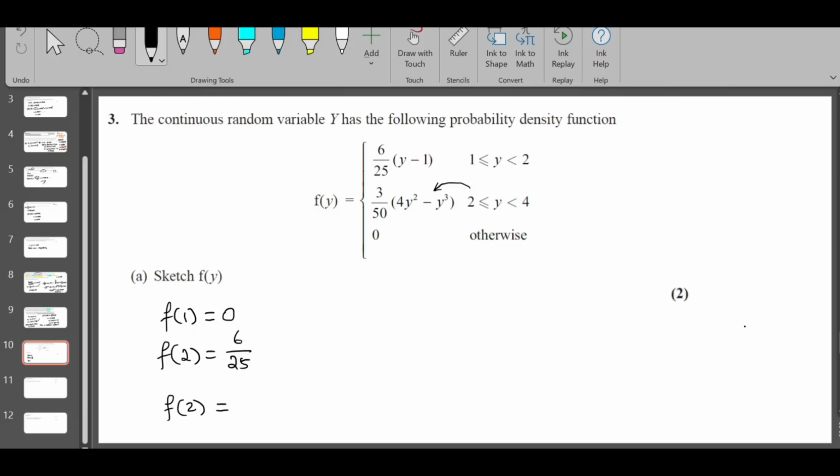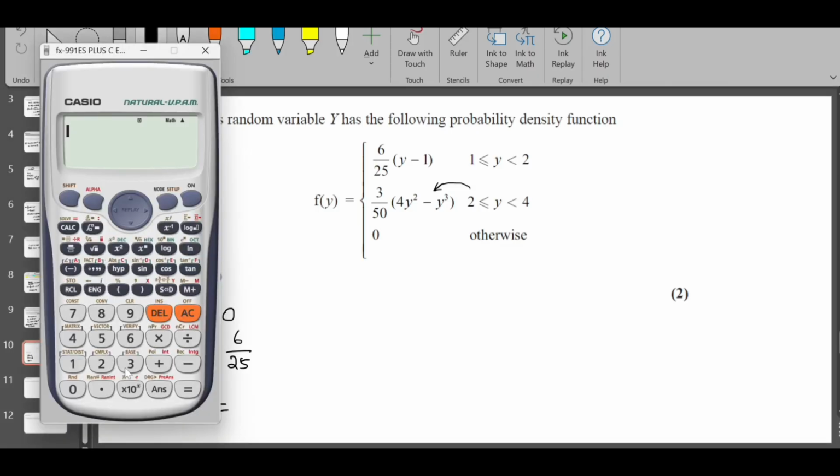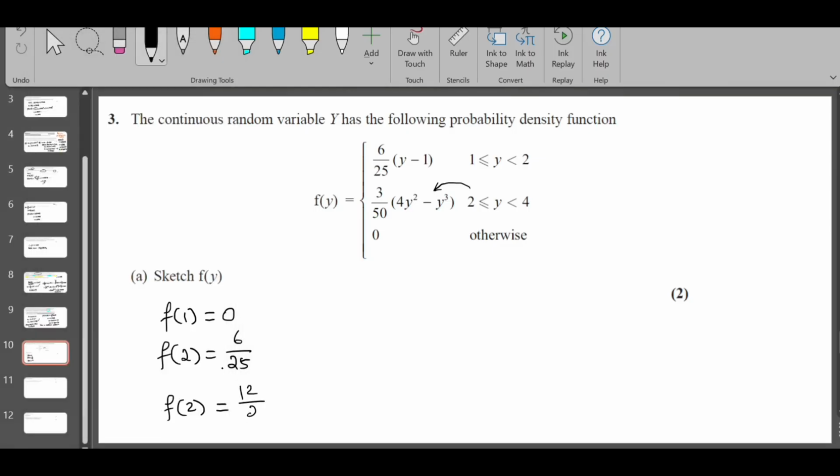f of 2 is, I don't need to show any working, 3 over 50 times 4 times 4, 16 minus 2 cube. That's 12 over 25. These two values are not same actually. What does that tell us? There will be a gap between the two graphs. They are not connected. If when you sub in 2 you get 6 over 25 here, and when you sub in this 2 you get 6 over 25, that means both the graphs are connected. In this case, two different values, they are not connected.